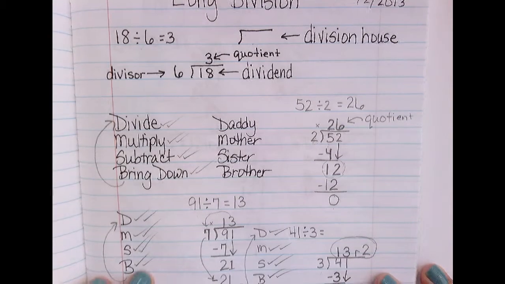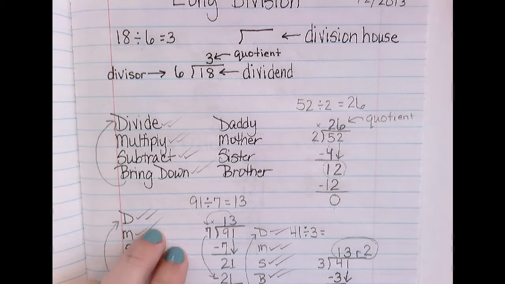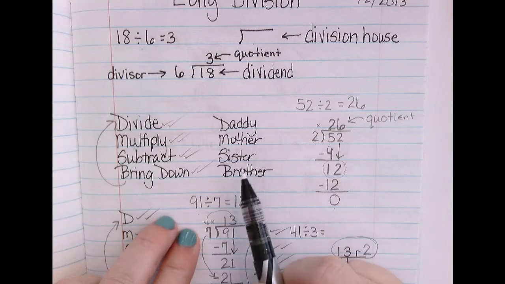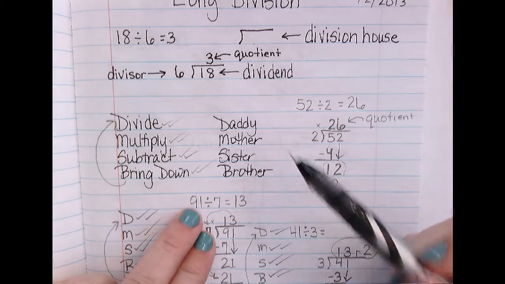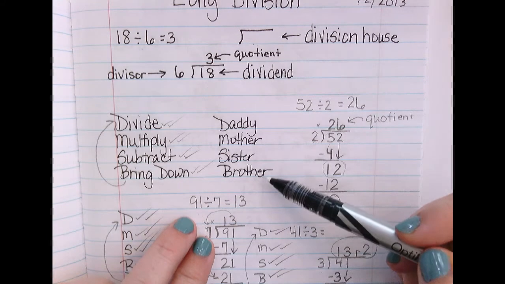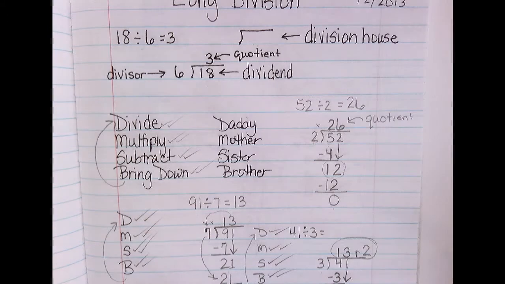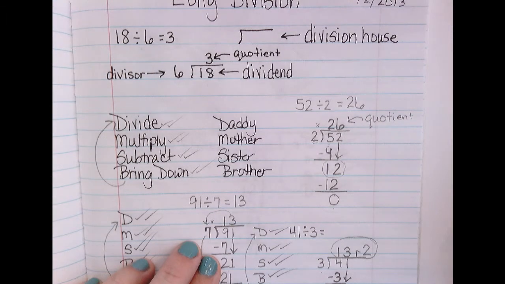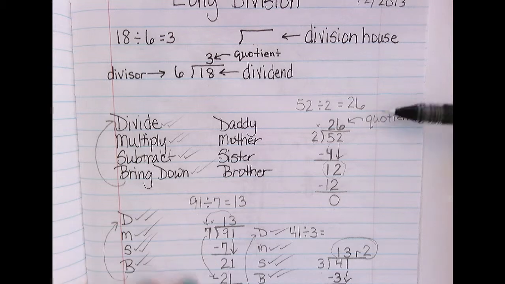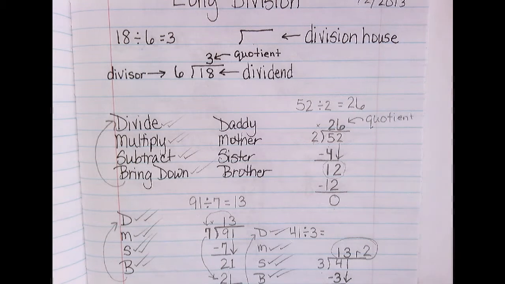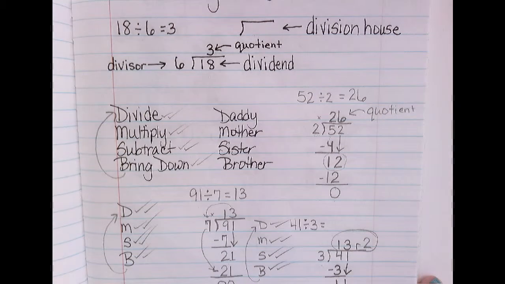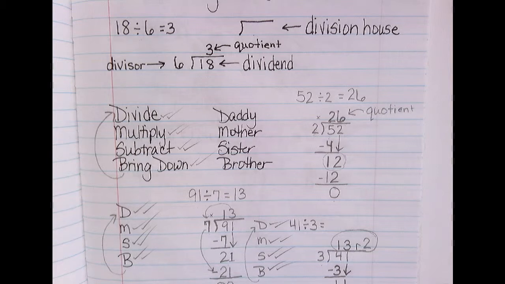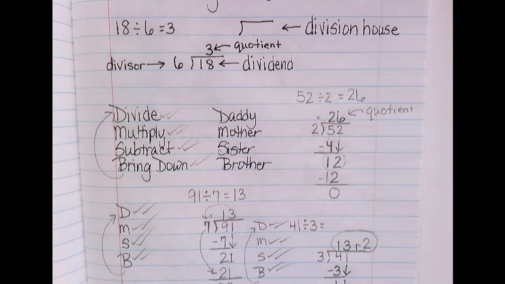Okay, so I had you guys watch some videos to help you remember. There was the Gangnam style division and also the daddy, mother, sister, brother. Review those as needed so you can help remember the steps of long division. We did a couple of examples. We're going to do some examples on here. This we've done in class, so mostly this video is going to be review.